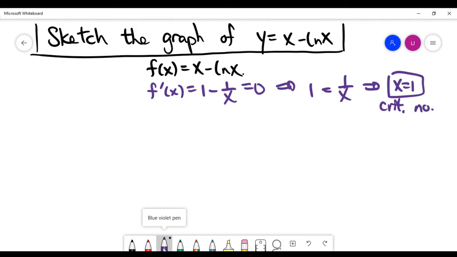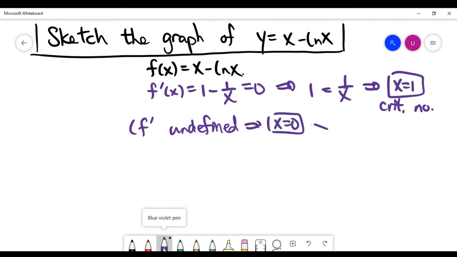And you may be wondering if you can get some other critical numbers by making f prime undefined. So f prime is undefined when the denominator of 1 over x is 0. However, x equals 0 is not in the domain of the function, right? Because please look at the function x minus ln x. When x is 0, ln 0 is not defined at all. So it is not in the domain. So we don't have to look at the points that are not in the domain.